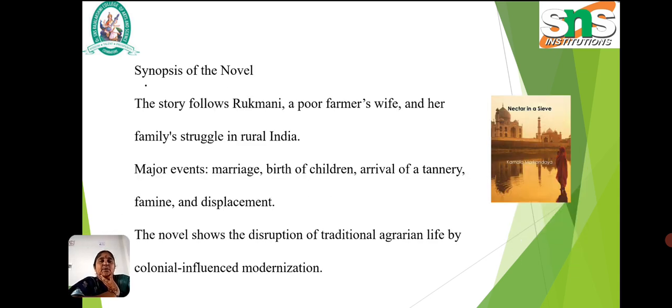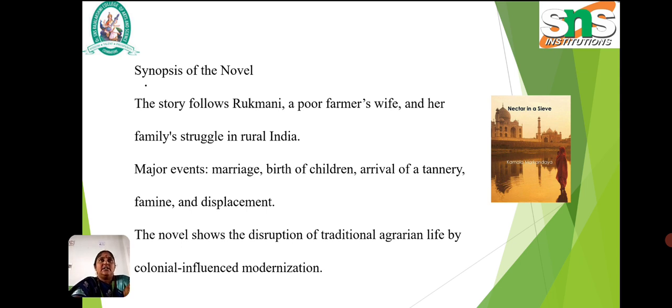Talking about the summary of the novel, Rukmani is the protagonist and she comes from the family of a headman, and she marries a poor tenant farmer, Nathan, at the age of 12. The novel follows her struggle throughout her life and how her family suffered during the colonial rule. These are the major concerns of this novel. The events, we can say, are marriage, birth of children, arrival of the tannery, famine and displacement. These are the major events that take place in the novel.